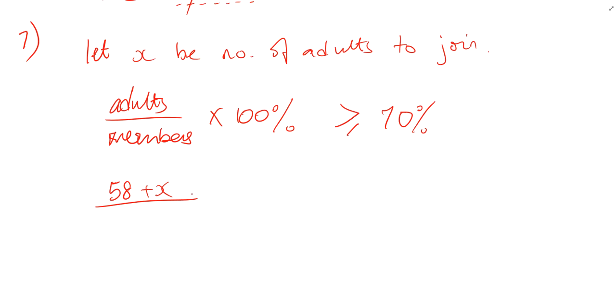How much? How do you get 95? 58 plus 37 plus X. Agree that this is the final number of members after X adults join? Yes? Sophia, okay?